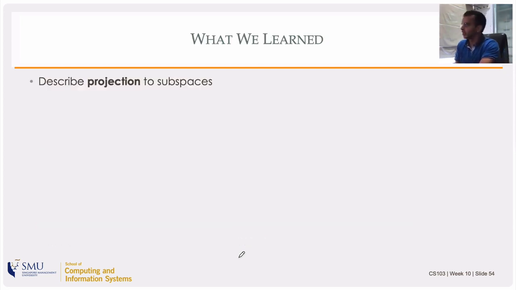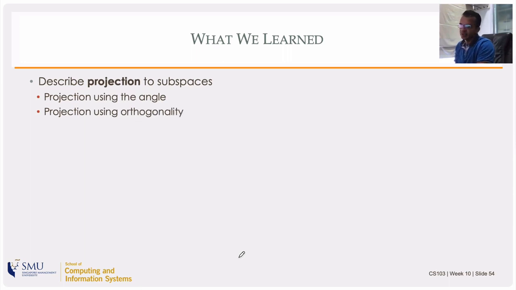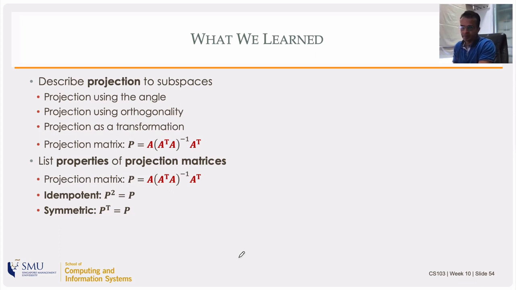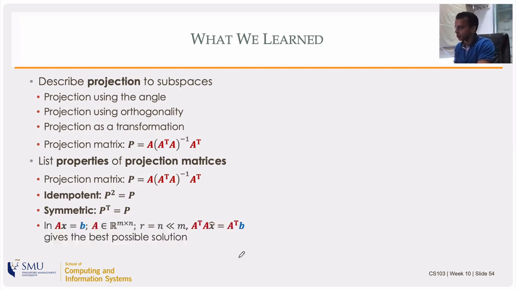Alright, let's summarize what we learned today. Projection to subspaces. We started with projection using the angle, the cosine of the angle. That is what we did earlier. And then we projected using orthogonality, the linear algebra way. And then we looked at projection as an operator or as a transformation and derived the projection matrix and looked at its properties. It is idempotent, which means P squared is equal to P. It is symmetric, which means P transpose is equal to P. And we proved those things.